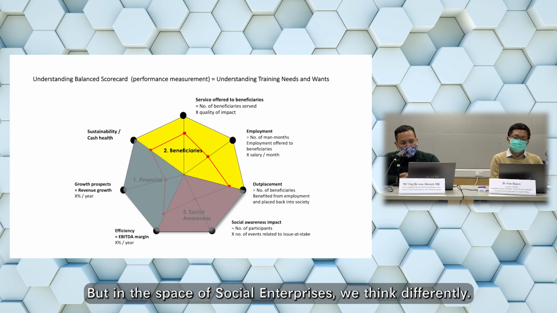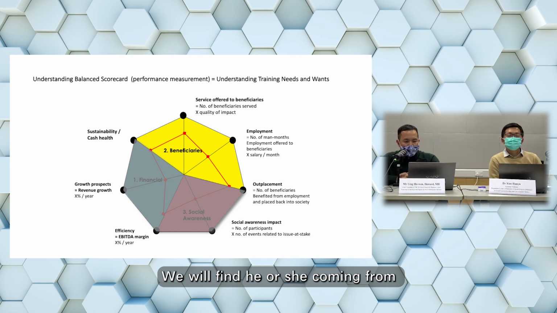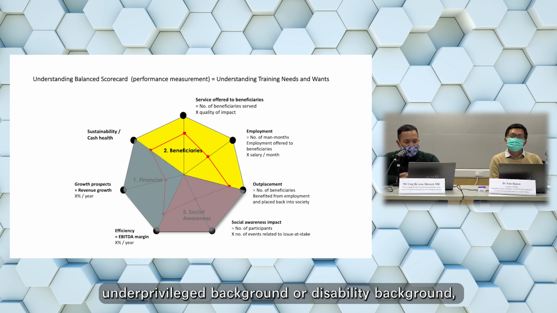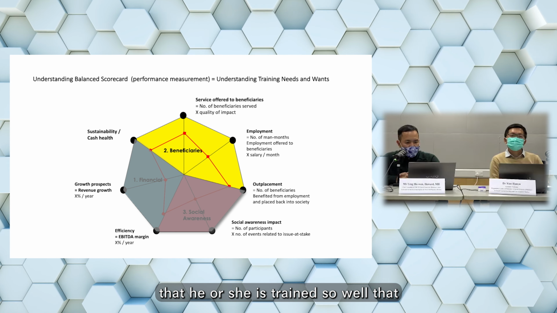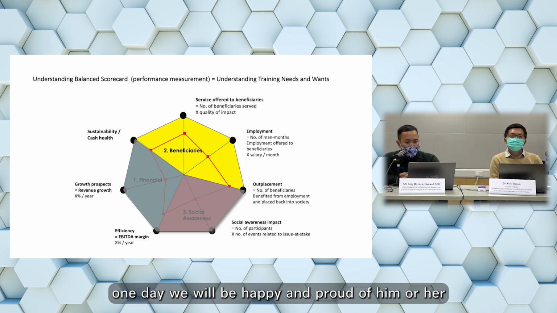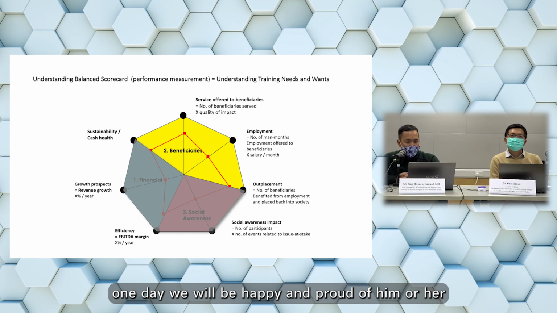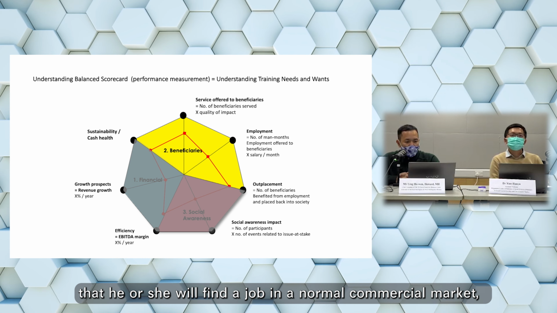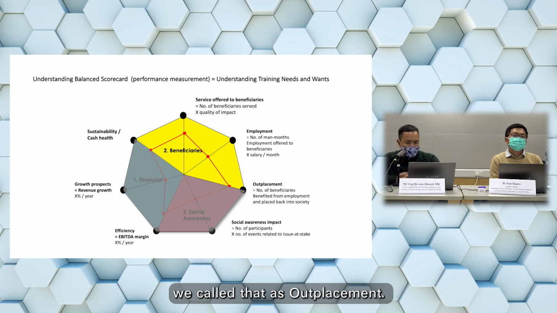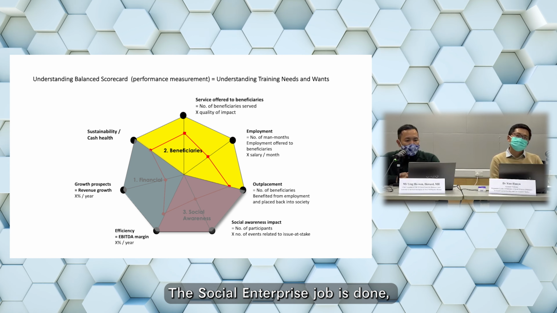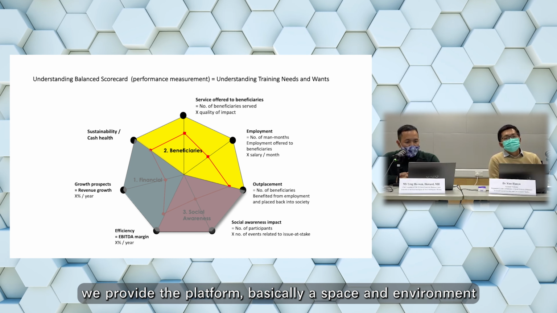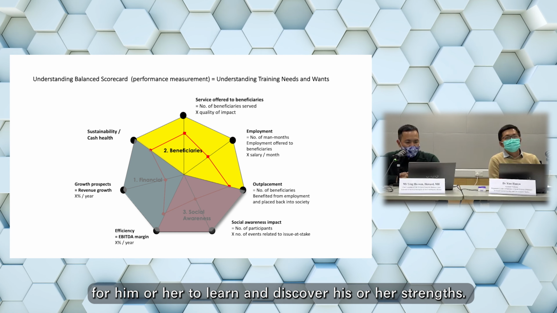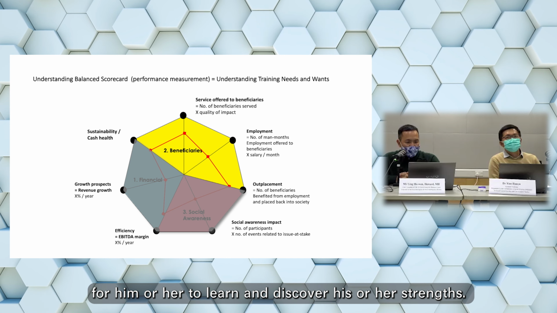But in the space of social enterprise, we think differently. We will find he or she coming from an underprivileged background or disability background, that he or she is trained so well that one day we will be happy and proud of him or her that he or she will find a job in a normal commercial market. We call that an outplacement. So that the social enterprise job is done, we provide a platform, basically a space and environment for him or her to learn and to discover his or her strengths.